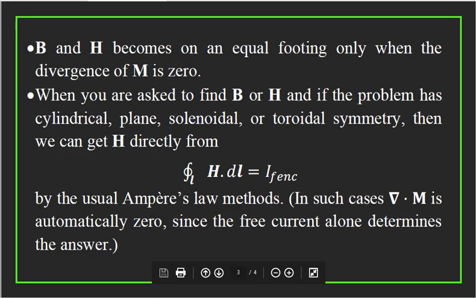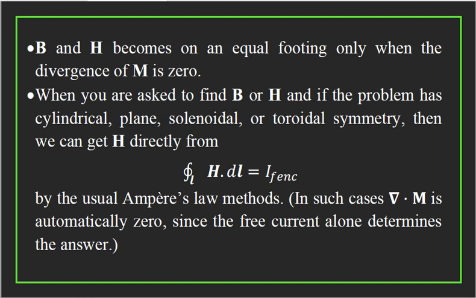So B and H are not on an equal footing because their divergences are not similar. The divergence of B is always 0, but the divergence of H is equal to minus the divergence of magnetization M. So B and H become on an equal footing only when divergence of M is equal to 0. In that case, del dot B and del dot H, both of them become 0. So in that case only, B and H are on an equal footing.